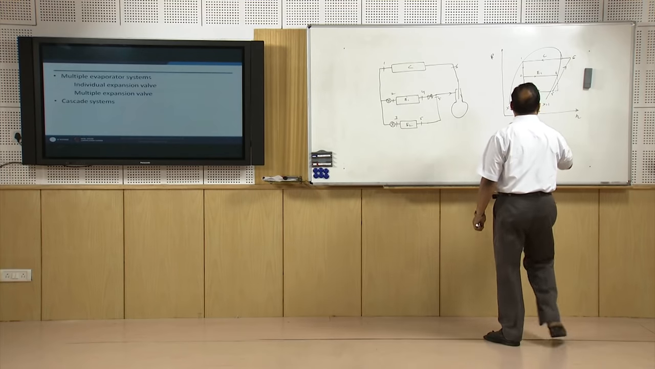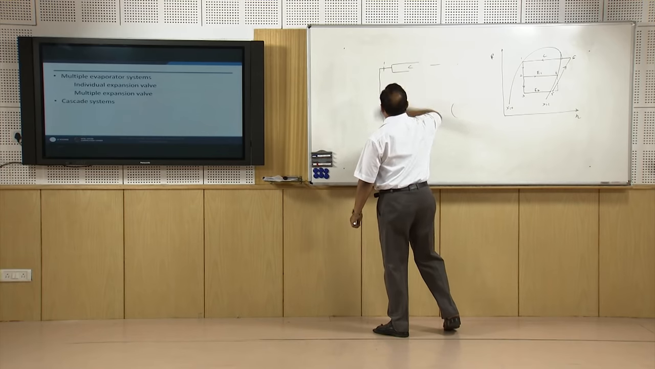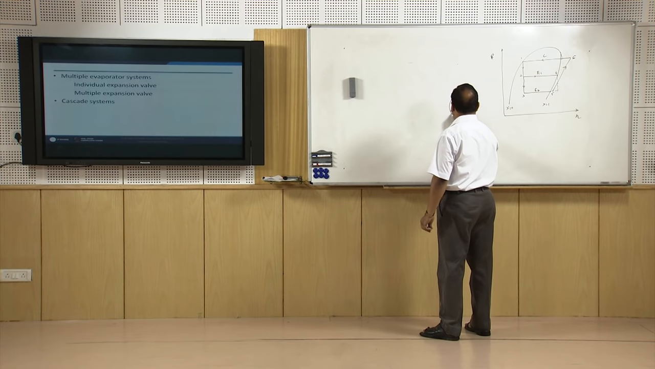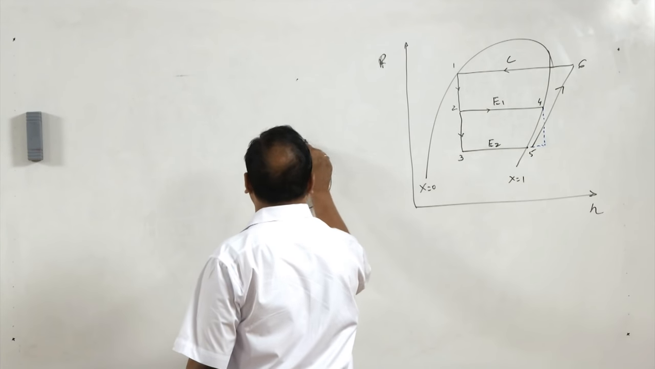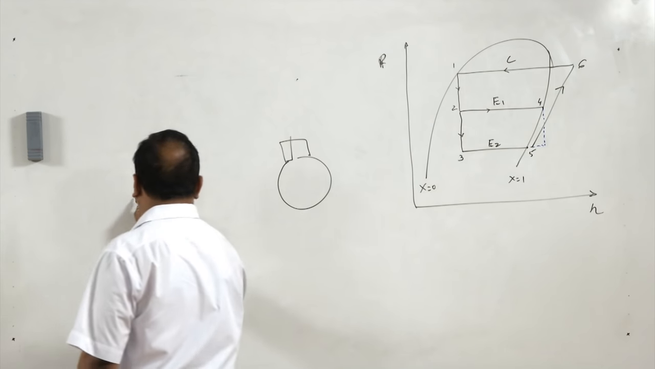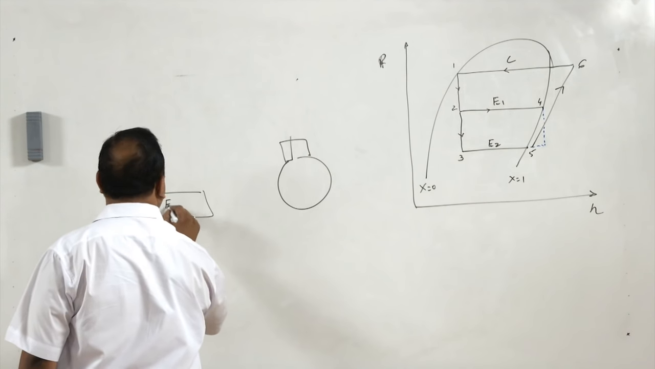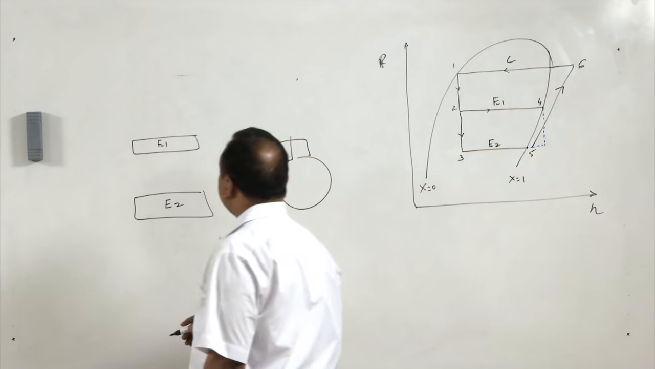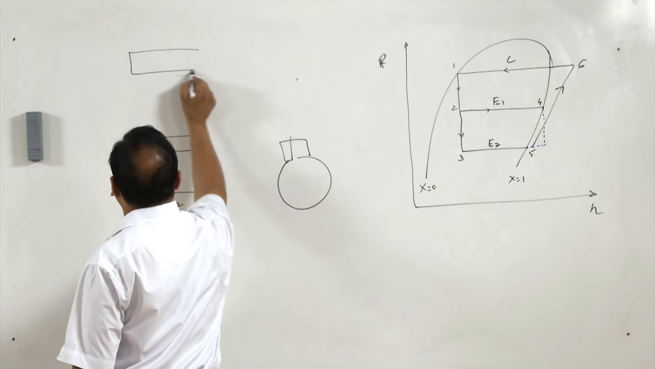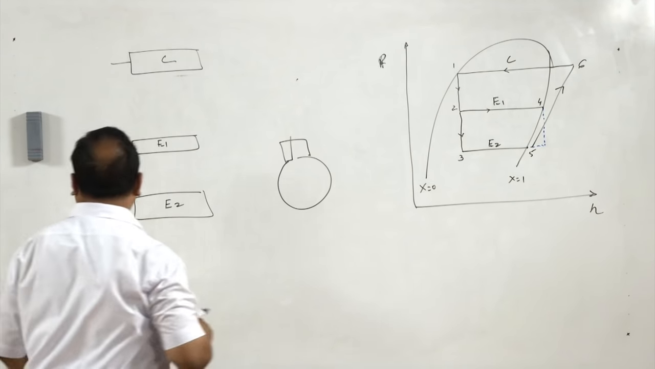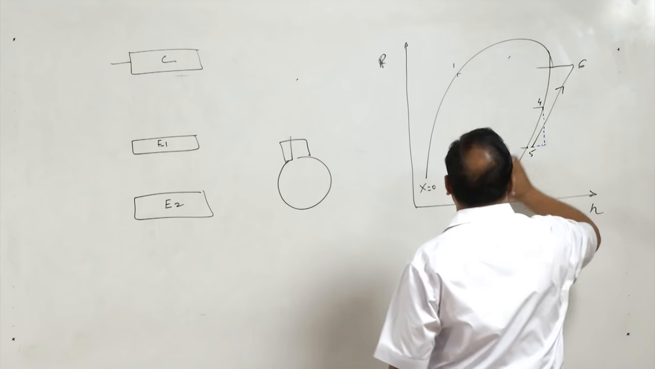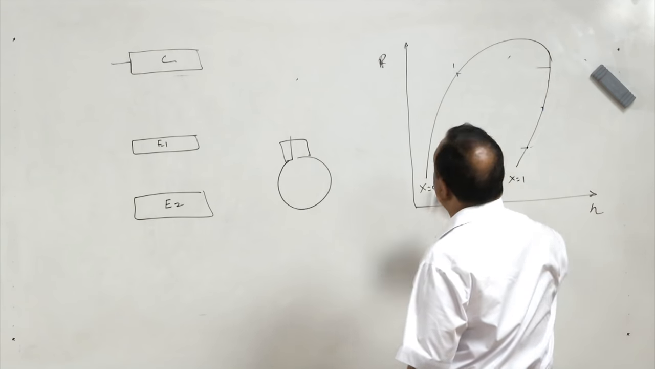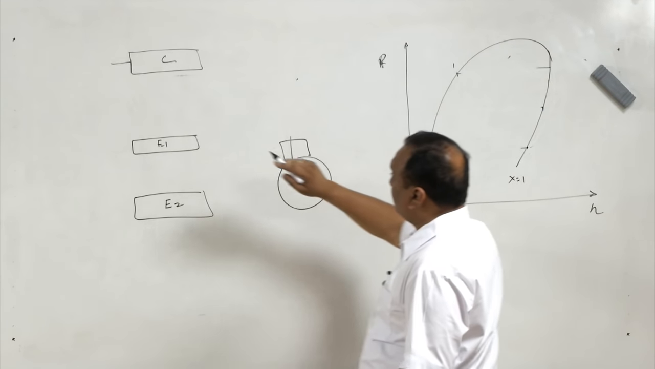We can have another arrangement also where there are multiple expansion valves. In this type of arrangement, we will start with the compressor, because we have only one compressor. There is a compressor, and there are two evaporators again, this is E2 and this is E1, and there is a condenser. The liquid refrigerant is emerging from the condenser, state 1.